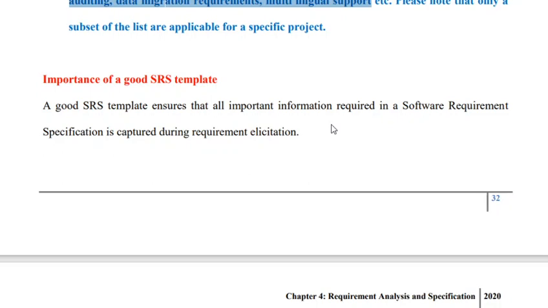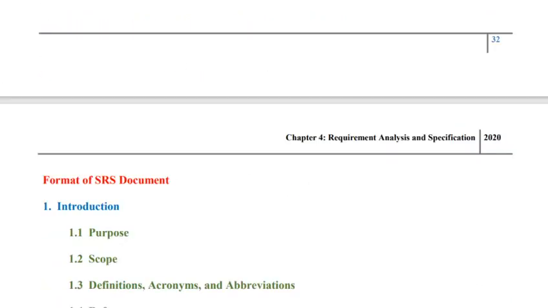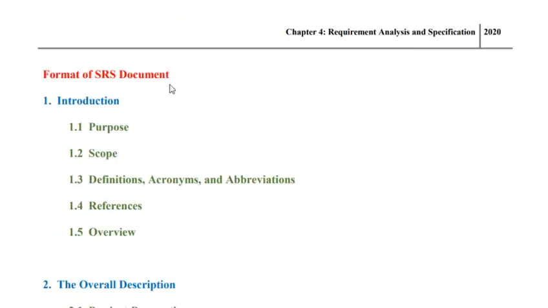So a very good SRS document should be capable of expressing the various aspects of the system in a precise, concise, and much more understandable manner, so that a design for a software system can be created out of it. Right. Okay? So let us try to go through the basic contents of SRS documents.